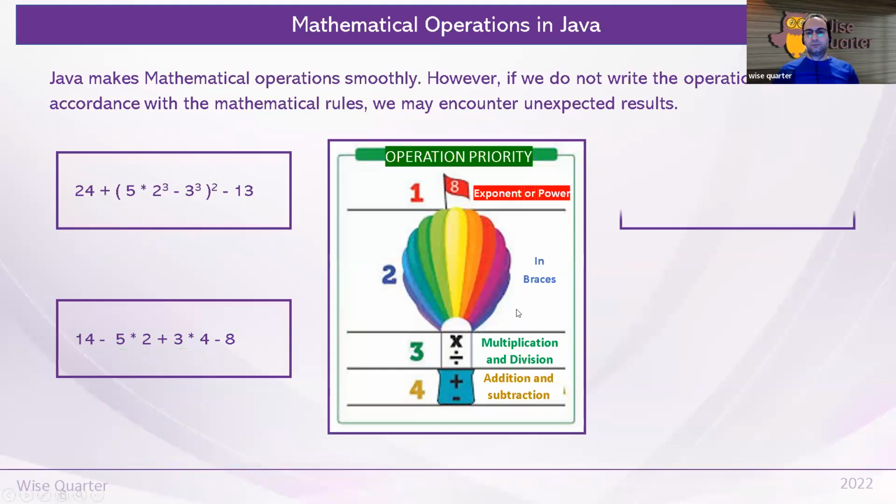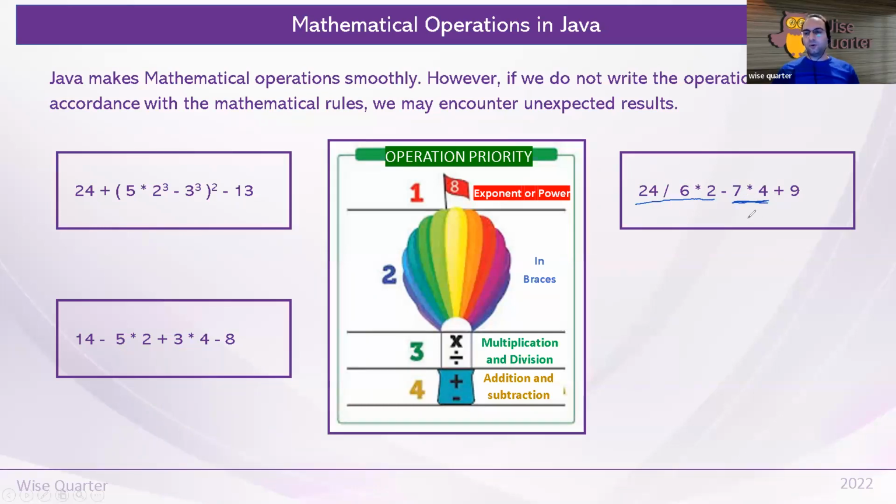Now let's continue. What about this one? Power, there is no power. Brackets, no brackets. Multiplication, okay, we have a lot of multiplication and divisions. For example, this one has divisions and multiplications. Also, this is a multiplication.